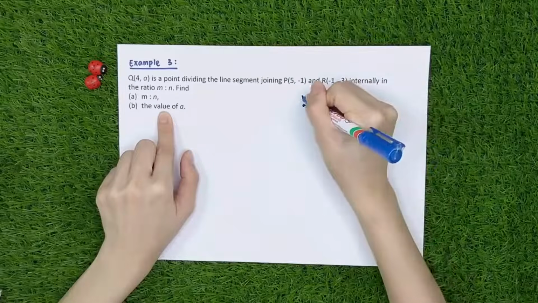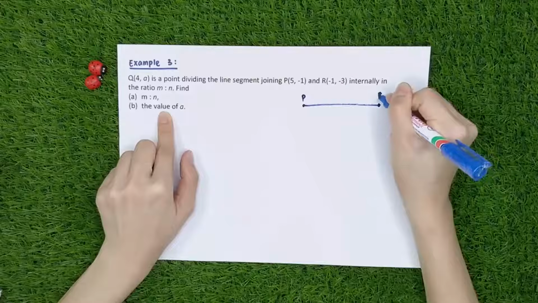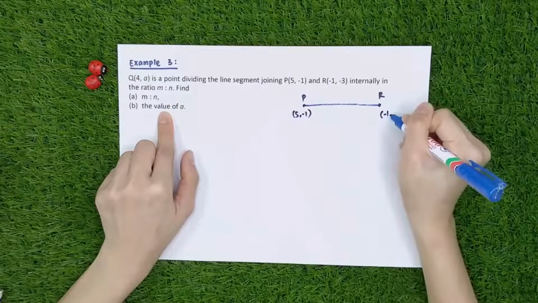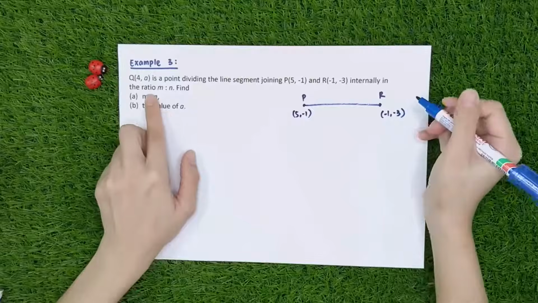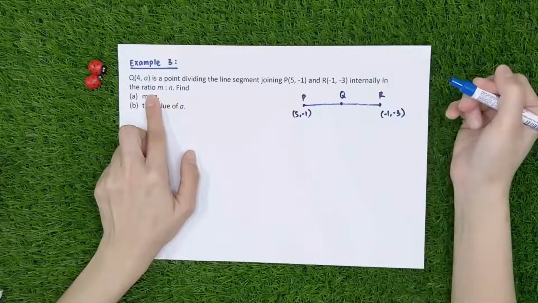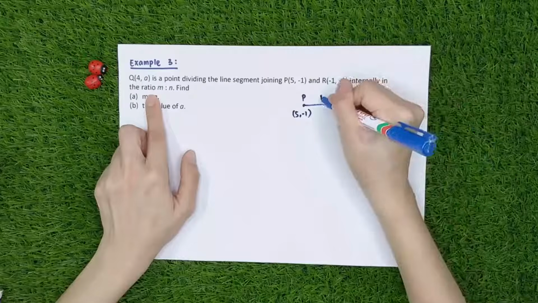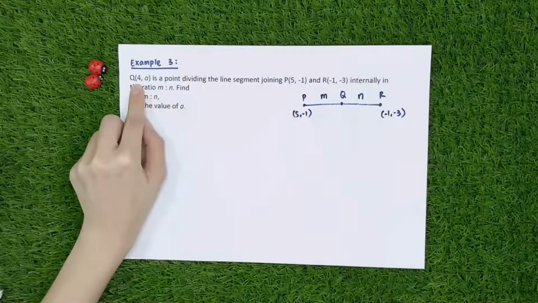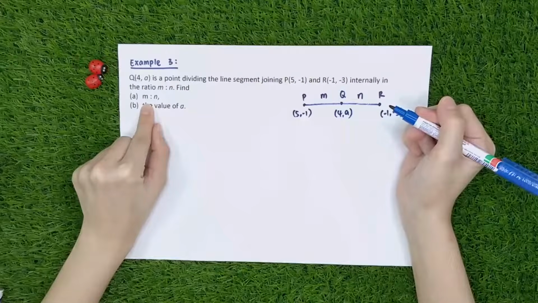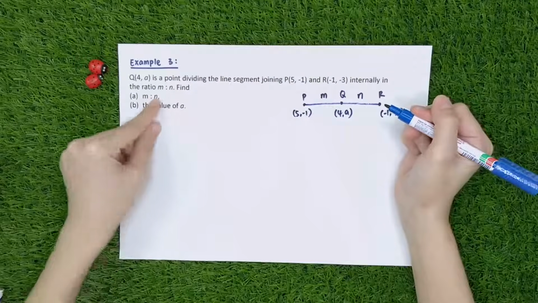So this is P, this is R. P is (5, -1). R is (-1, -3). And then Q is the point dividing PR internally in the ratio m over n. The coordinate of Q is (4, a). Now the question wants us to find the ratio of m over n.